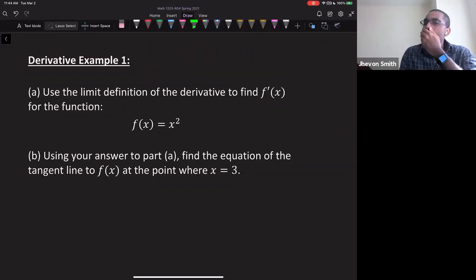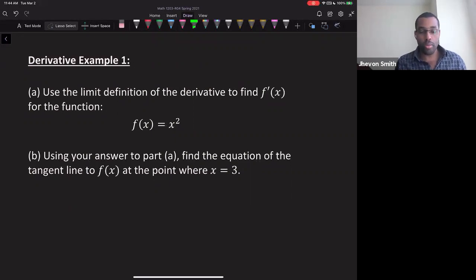Okay, so let's actually compute it. We know the formula to find the derivative, but let's actually use it and do something very simple. So here's an example. Use the definition of the derivative to find f prime of x for this function. The function is y equals x squared. And then of course part B, use your answer to part A to find the equation of the tangent line to f at the point where x equals 3. Very standard Calc 1 vanilla questions, very traditional. And we're going to do it.